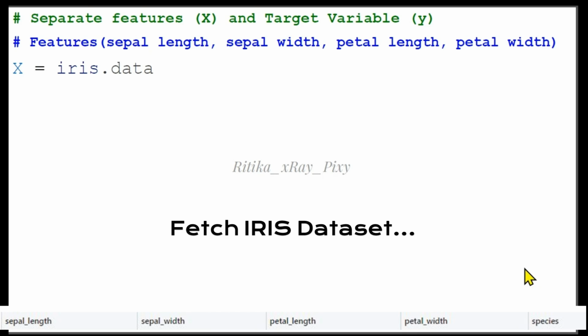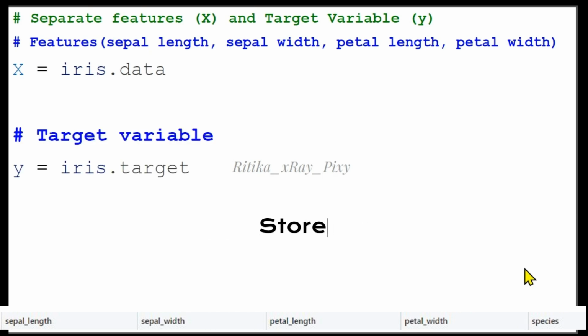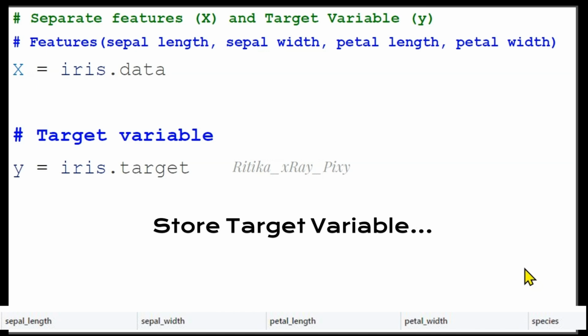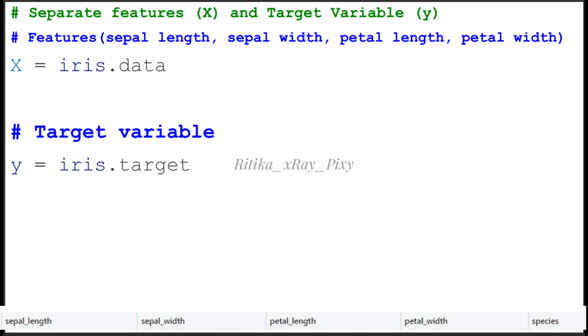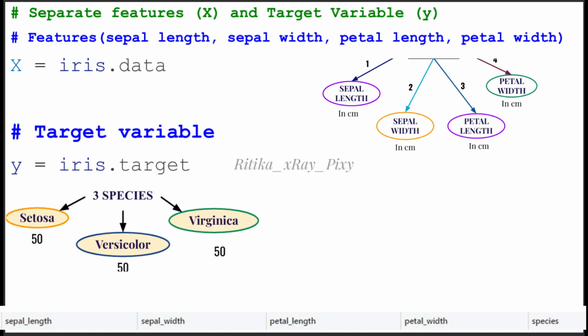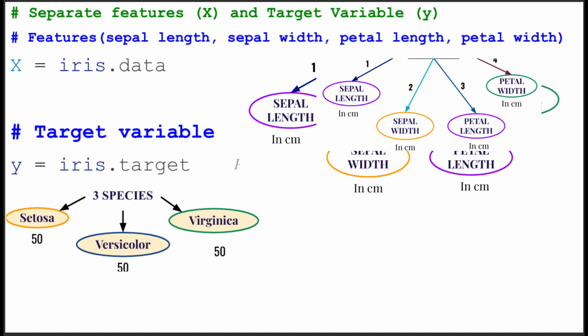Features, you can see we have sepal length, sepal width, petal length, petal width. So here we will separate feature and the target variable. Target variable, that is the species name. So we're going to separate here the species. So target is here the species name.